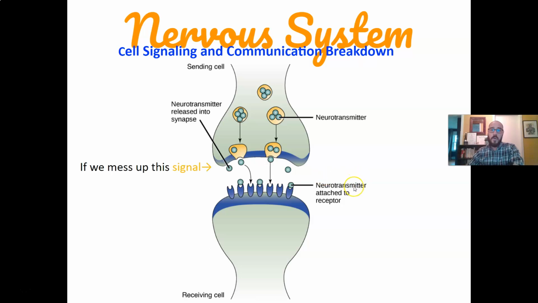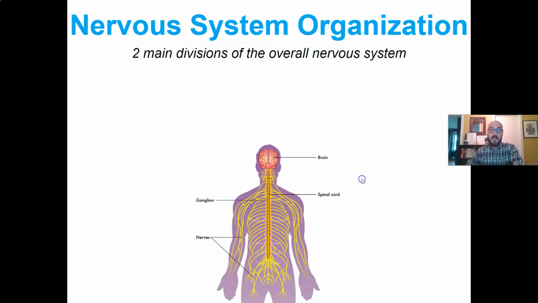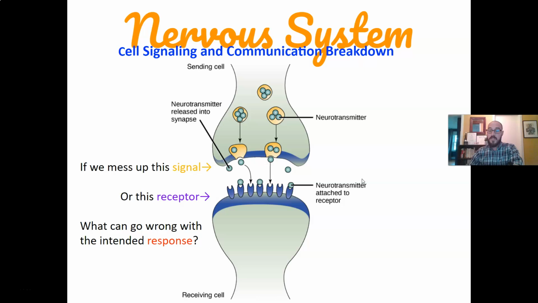So what happens if we mess up that signal there? Or what happens if we mess up that receptor on the other side of our synapse here? What could go wrong with the intended response?